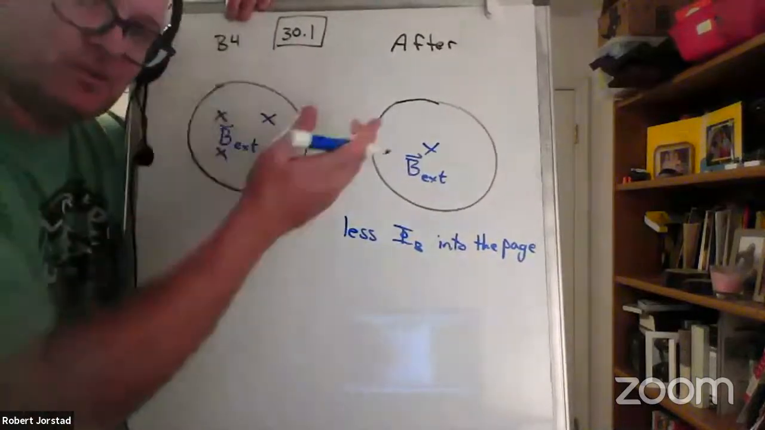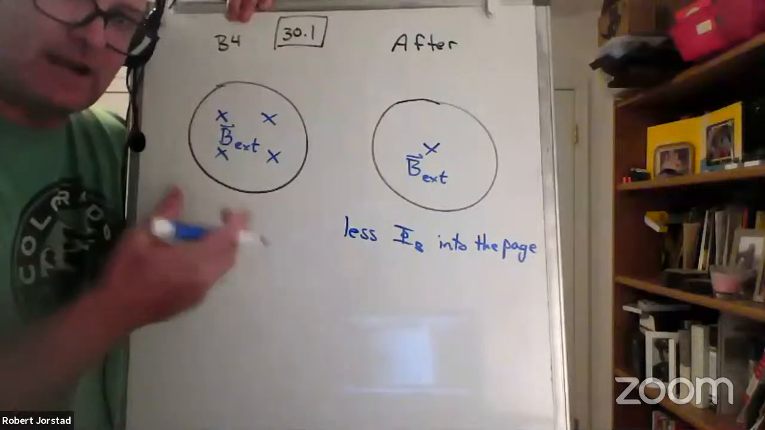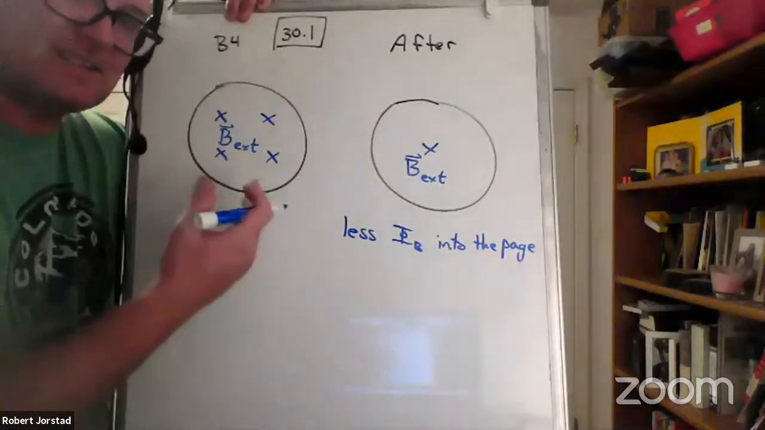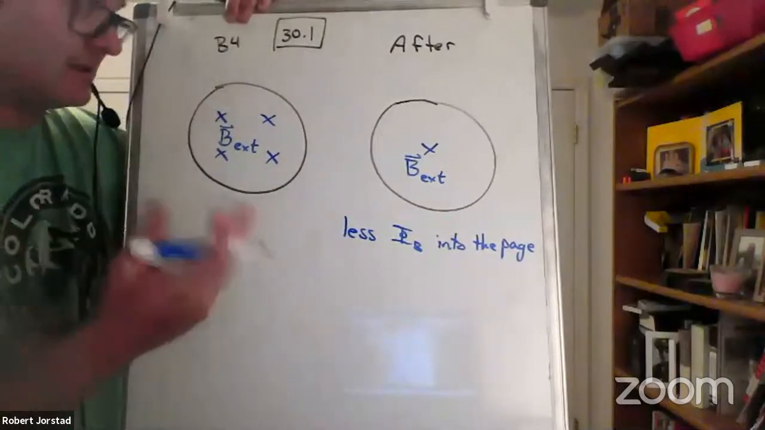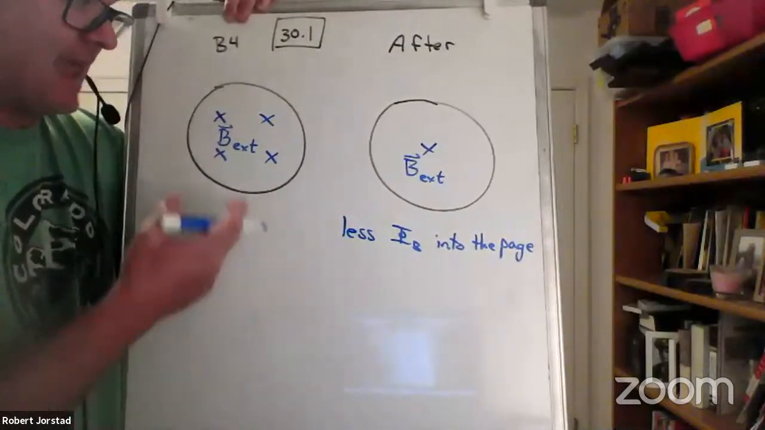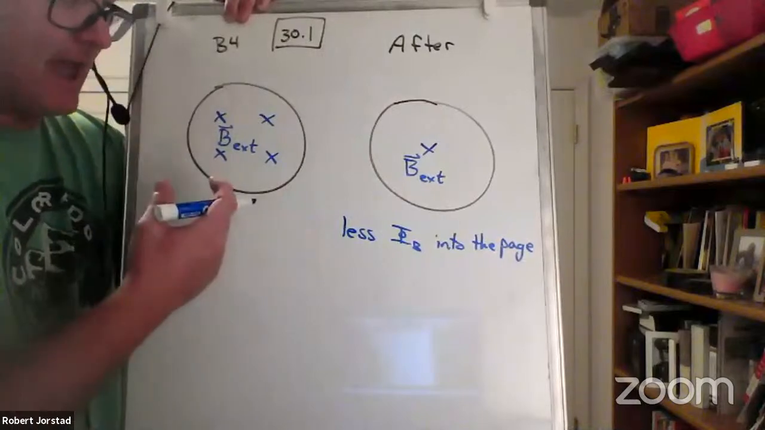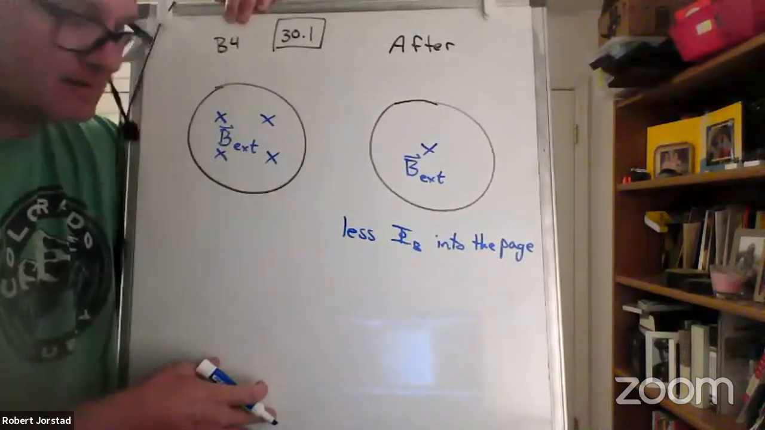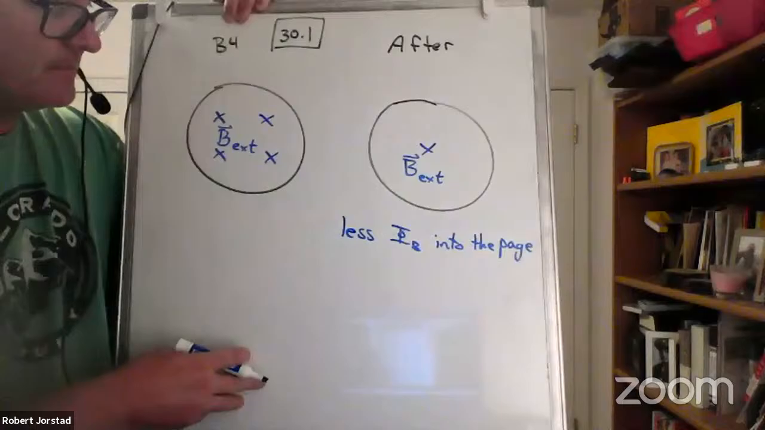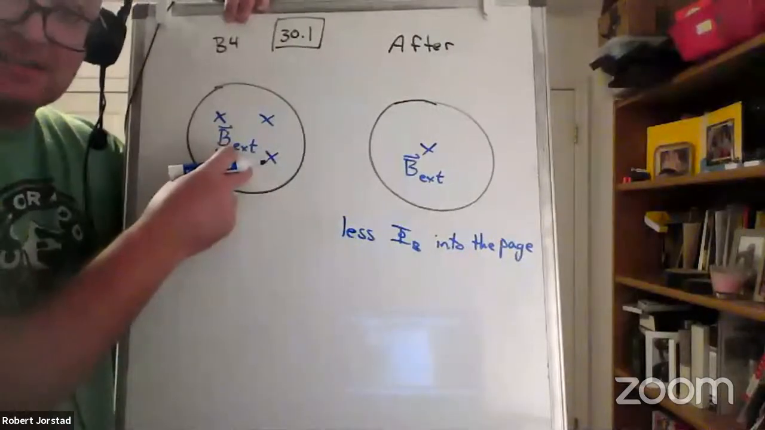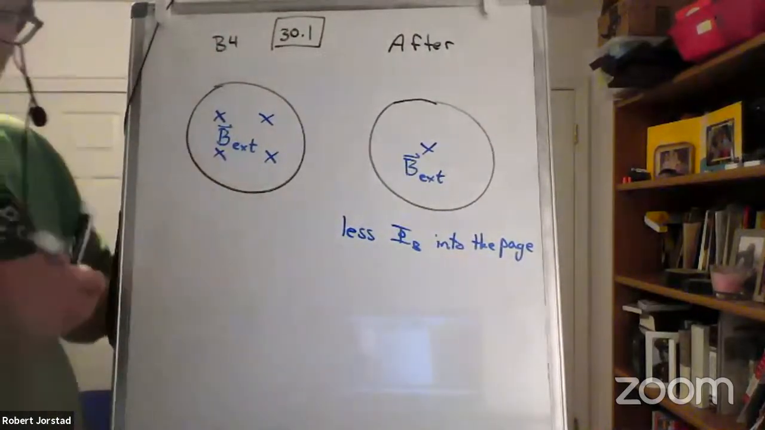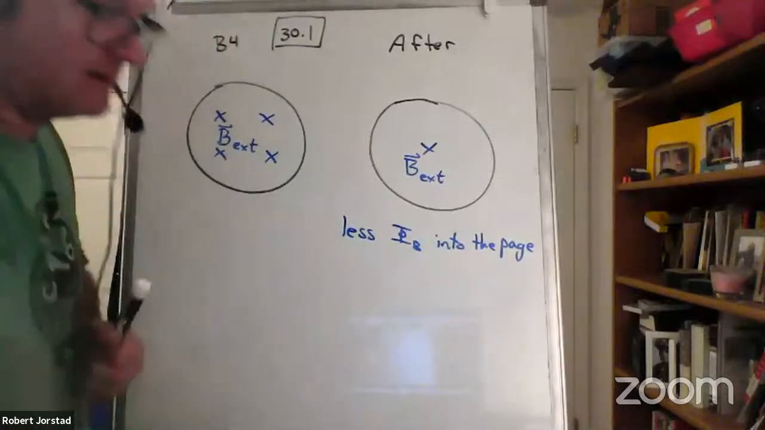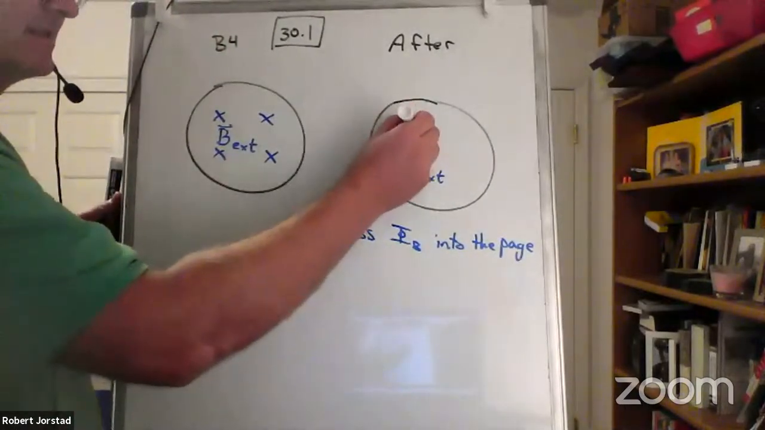Now, the induced voltage wants to create a current that keeps things the way it used to be. Just tell me. Start this way. Did I add X's or did I add dots effectively here? Effectively added dots. I effectively added a few dots to cancel this out. So the opposite of adding dots would be adding X's.